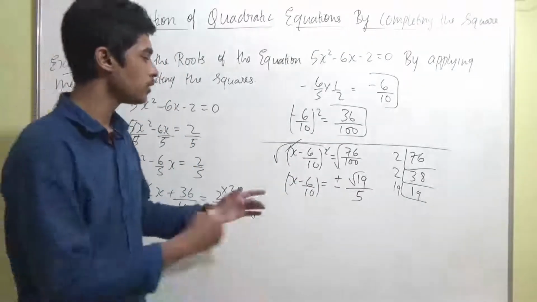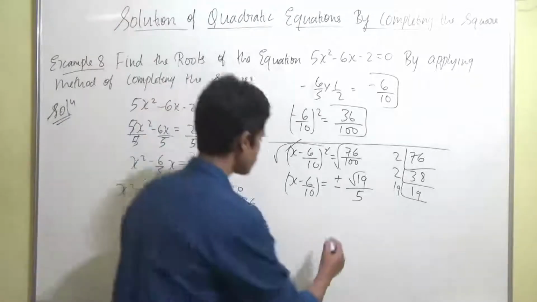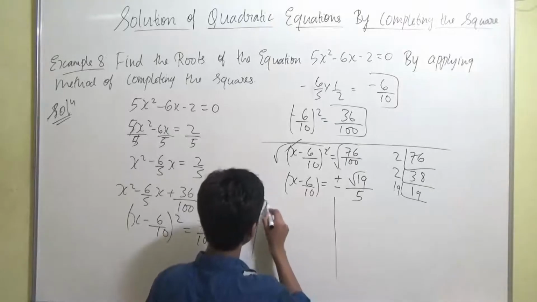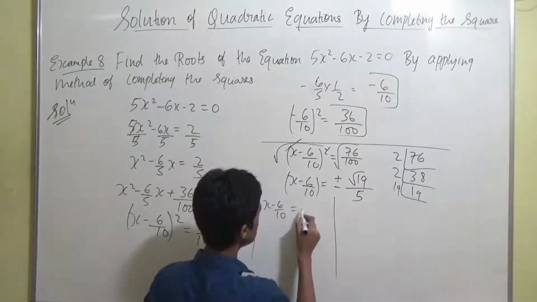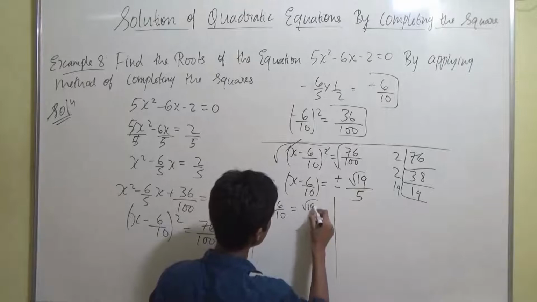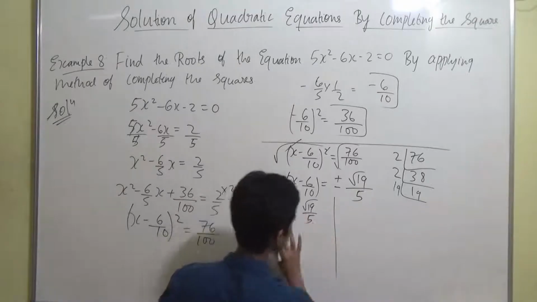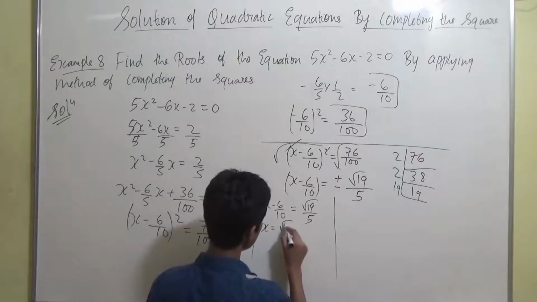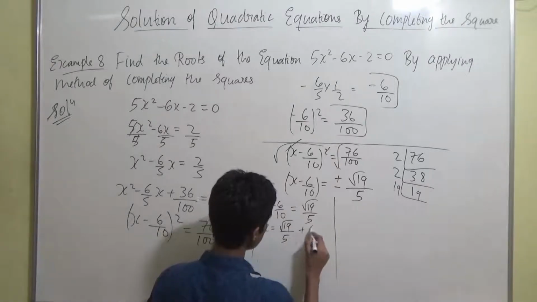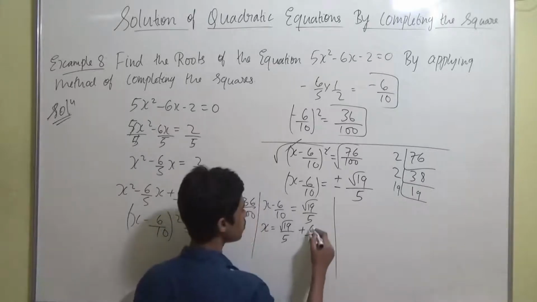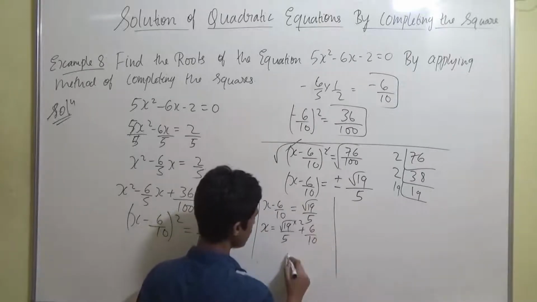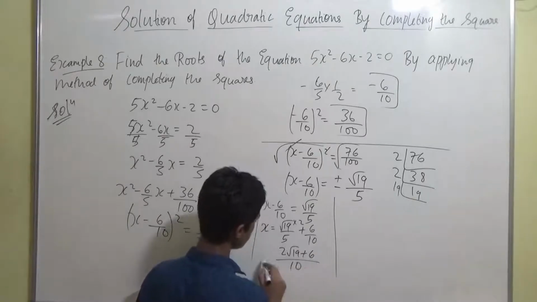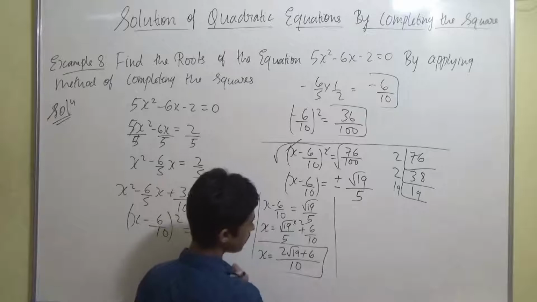Now what you will do? Now you will take two conditions. In first condition you will take x minus 6 by 10 equal to plus root 19 by 5. That is, it's not minus, it's plus, right? X will become equal to root 19 by 5 plus 6 by 10. Now if you take the LCM of this thing, it becomes like 2 root 19 plus 6 by 10. Getting it? X became like this.